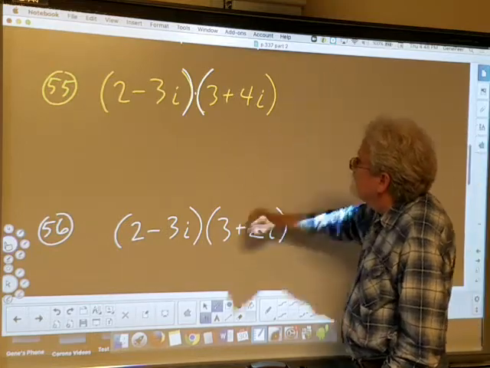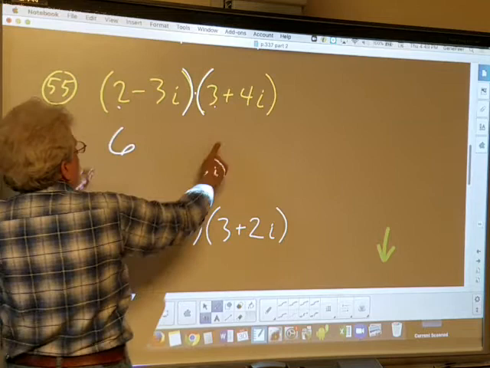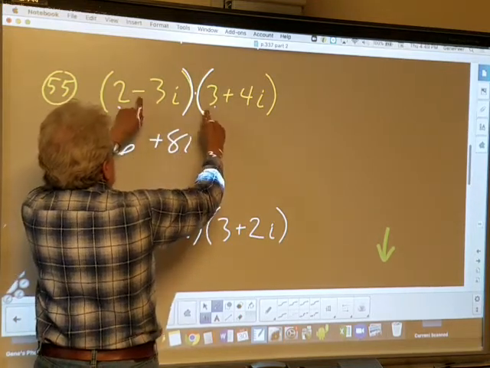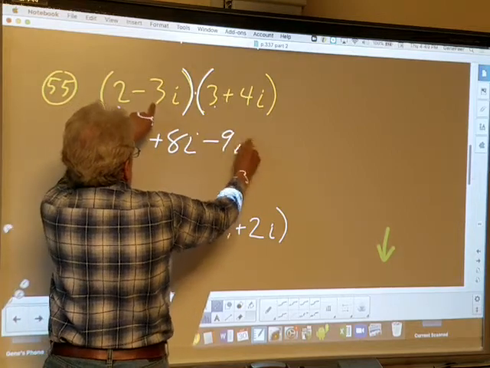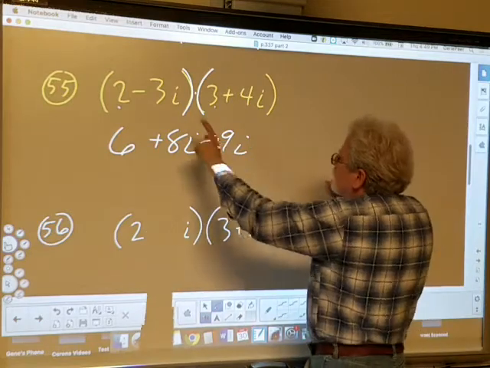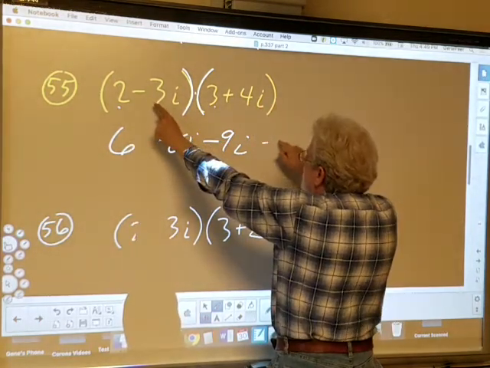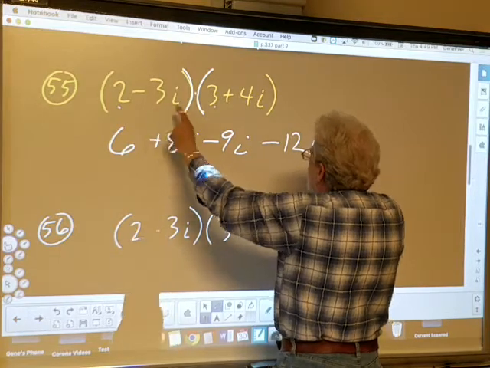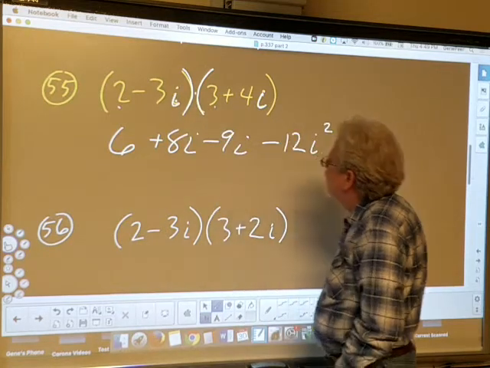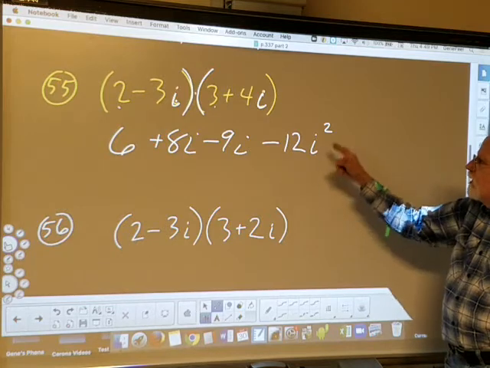And these are fun. Firsts, 2 times 3, 6. Outers, 8i. Inners, -9i. Yes, I could have done that part in my head, but I'm trying to make everything crystal clear. Lasts, -3i times 4i is -12i squared. I times I. Oh, don't forget the I times I. I do grow weary of seeing folks forget about the I times I, and they think it's just going to be I. But no, it's I squared.